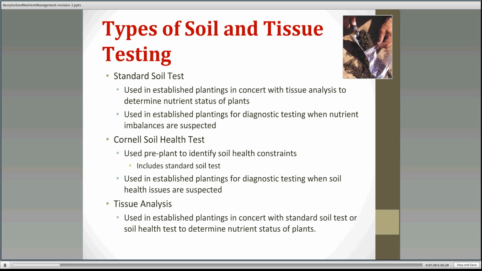And then finally, tissue analysis. This is a great way to measure what the plant is actually seeing in the way of nutrients. If you do soil tests, you can see, well, this is what we have in the soil, but the tissue analysis tells you what the plant is taking up from the soil. And Kathy's going to talk to you a little bit more about that later.